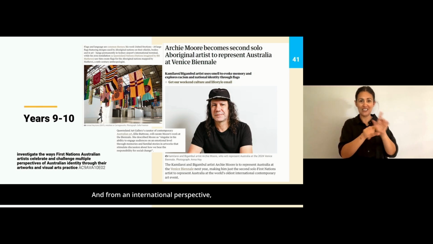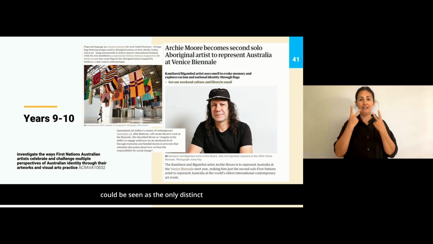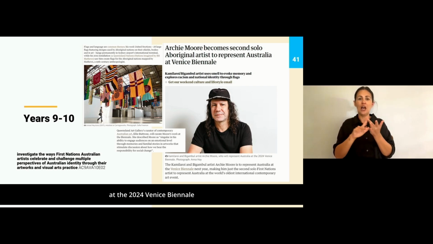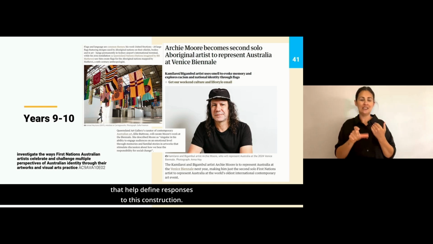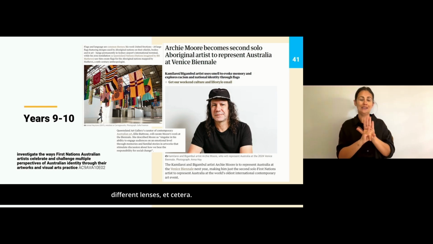And from an international perspective, visual arts, First Nations culture, could be seen as the only distinct or unique part of this country. And Archie Moore will be representing Australia this year at the 2024 Venice Biennale with works that directly engage themes of racism, identity and social change. So Australia's identity is not a fixed idea, it's an ever-evolving construction, and First Nations artists and art makers have important viewpoints that help define responses to this construction. It brings up notions of different worldviews, different lenses, etc.